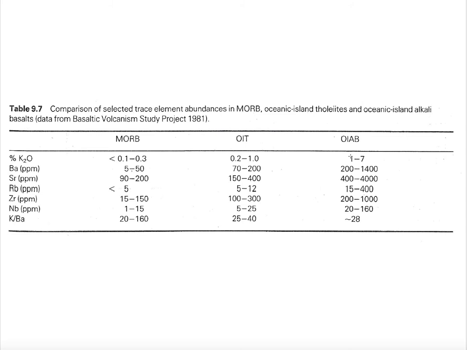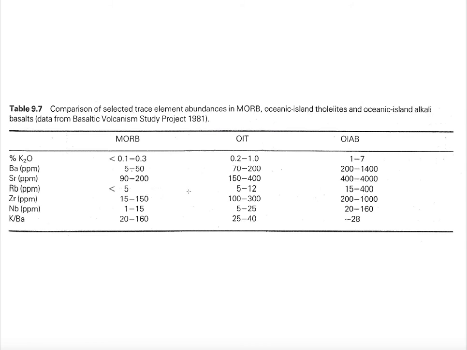And then we have the ocean island alkali basalts, where we are dealing with partial melting, and there we have much more. We have a potassium oxide concentration ranging between 1 and 7 weight percent. Barium is the same, very low values in the mid-ocean ridge basalts. Ocean island tholeiites have more, but much more we can find in the ocean island alkali basalts.